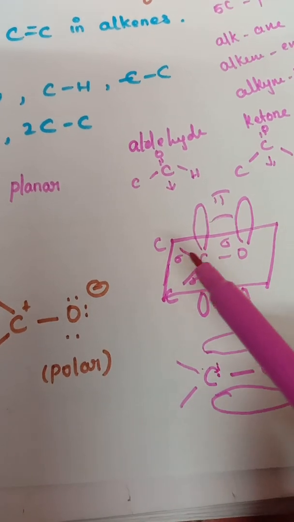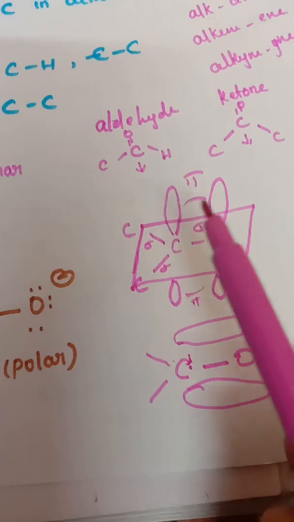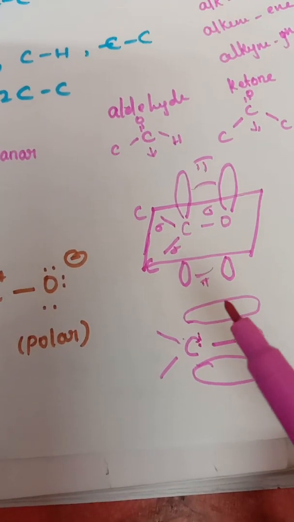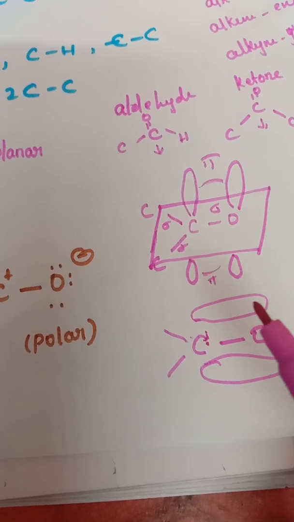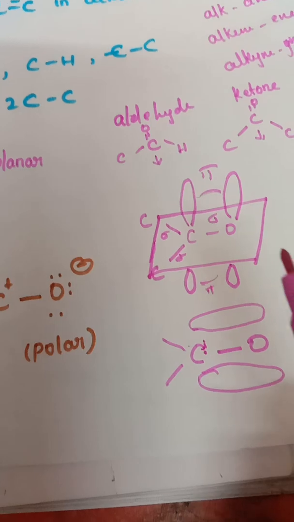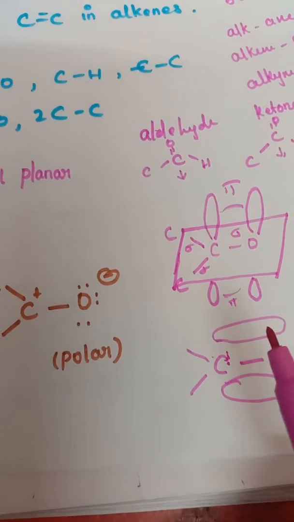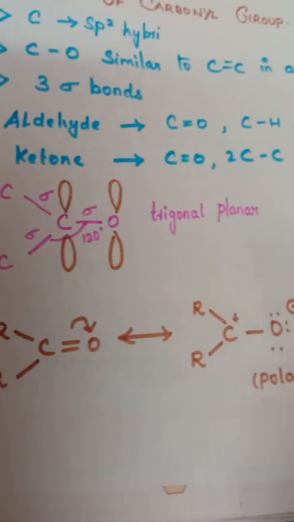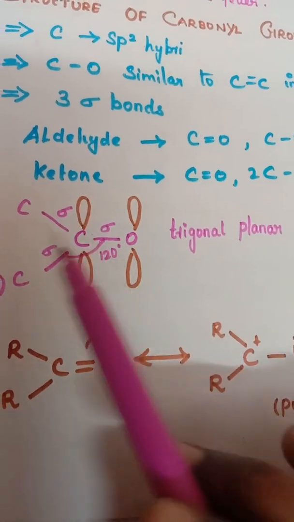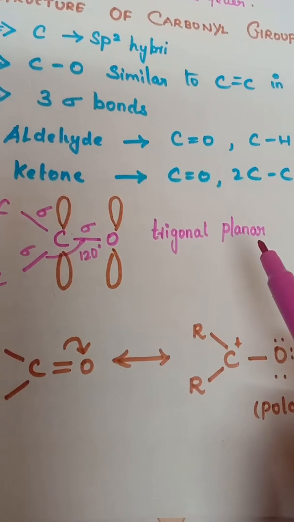Here, since it is a linear overlap, you say it is a sigma bond. So these two p orbitals overlap and form a pi cloud. The pi orbitals will be present as a thick pi cloud above and below the plane. Okay, that you have to remember. Then one more thing you have to remember is that since it is a planar molecule, it lies along the plane, and the shape of it is trigonal planar.